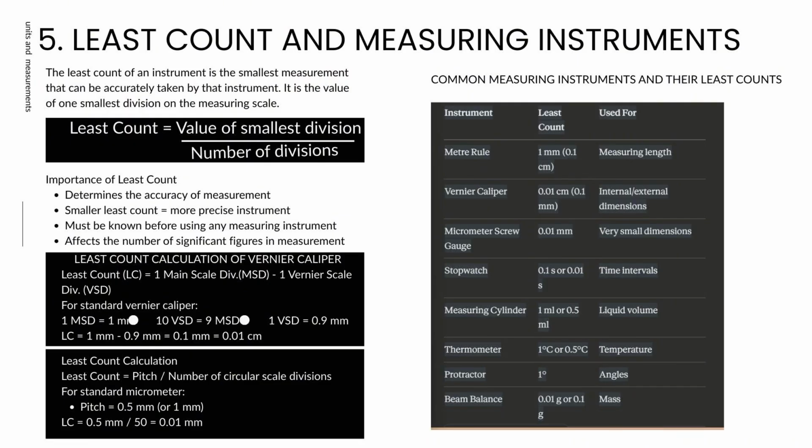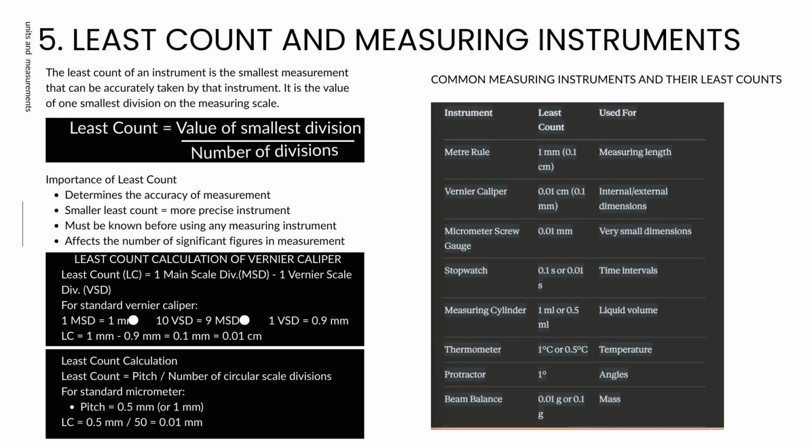The importance of least count is to determine the accuracy of measurements. The smaller the least count of an instrument, the more precise the instrument is. It must be known before using any measuring instrument, and it affects the number of significant figures in a measurement. That's what I said earlier. They include the significant figures for us to know the measuring accuracy of the instrument.